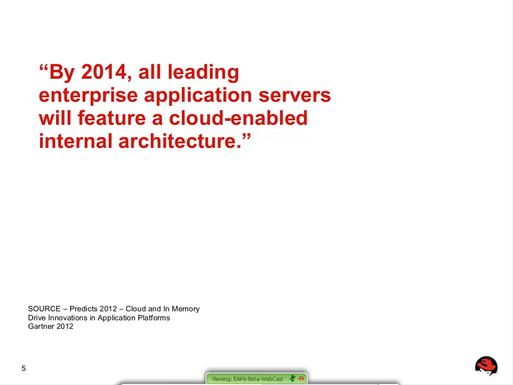One of the predictions that's come out that we think is very much true is from Gartner. They have a document they put out in December where they made their middleware predictions for 2012. One of the big predictions was that by 2014, all leading application servers will feature a cloud-enabled internal architecture, and we think that's largely true. The good news is that when Rich talks, he's going to talk about how, here it is two years earlier than that prediction, our next generation platform already supports cloud-enabled architecture.